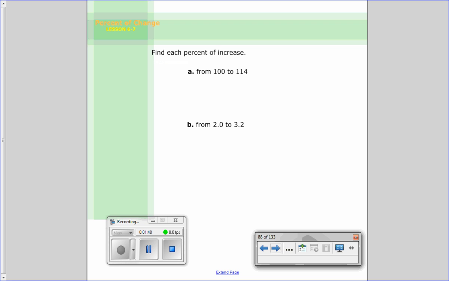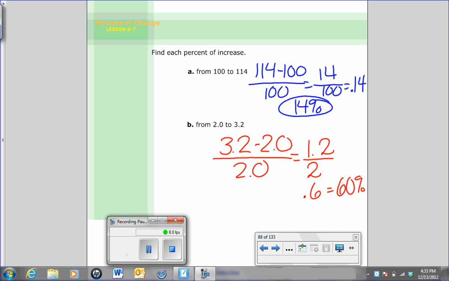Oh, and we have these two. You know what? I'm going to let you do these two. When you're all done, you're going to come back and check your answers, and I'll have the answers up and ready for you. So go ahead and pause me now.